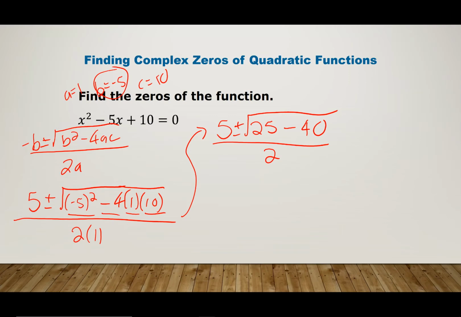Now I can also subtract 25 minus 40. That's something I'm capable of. 25 minus 40 is negative 15. So I'm going to have 5 plus or minus the square root of negative 15, all divided by 2. Now here's the issue, because before, when we did these problems, we didn't really have to worry about a negative square root, but now we have negative square roots, which means we have complex solutions.